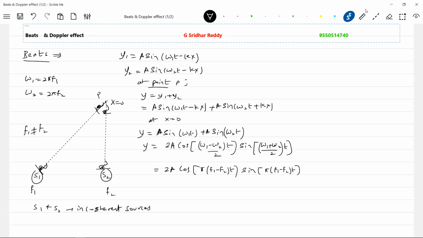Okay, let's come. So this is the equation. You see, now what is this? Is it a traveling wave? Next question comes. What happens at point P? We'll get an equation of this kind. So is it a traveling wave? These are traveling waves.